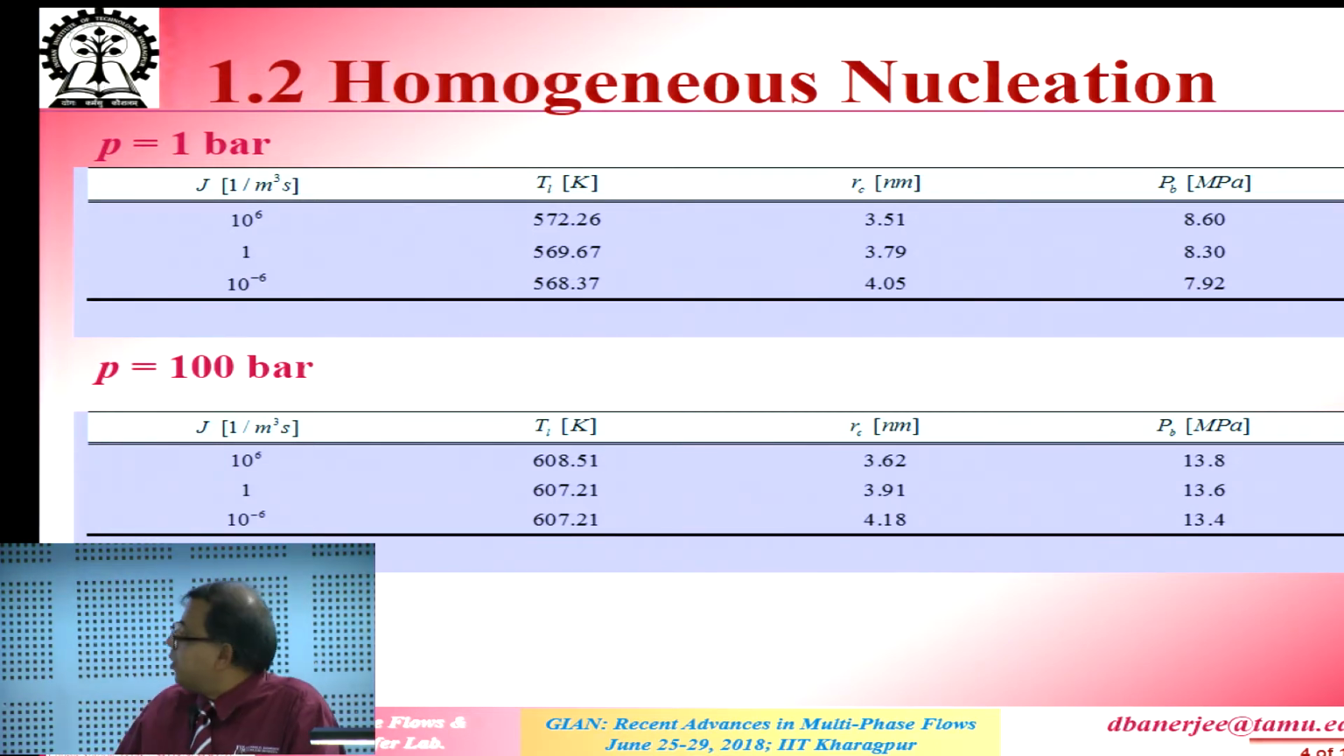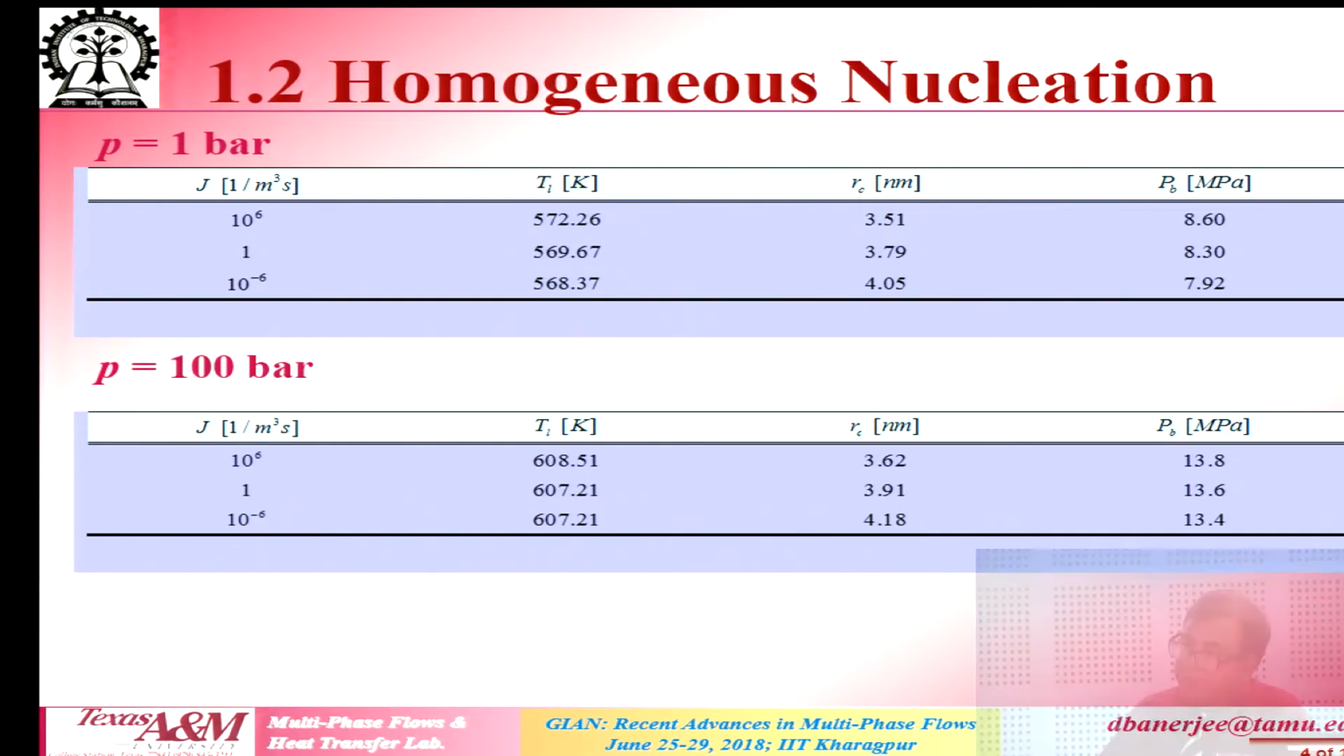Okay. So, homogeneous nucleation, if it ever occurs, usually occurs in a nuclear reactor, particularly for pressurized nuclear reactors. All right, because there you are operating very close to the critical temperature and pressure of your working fluid.